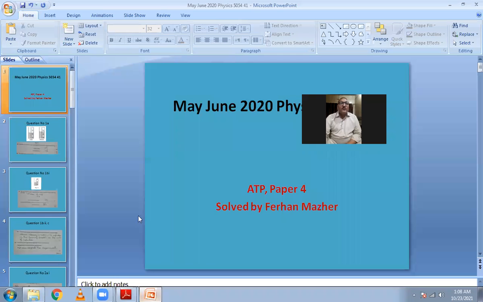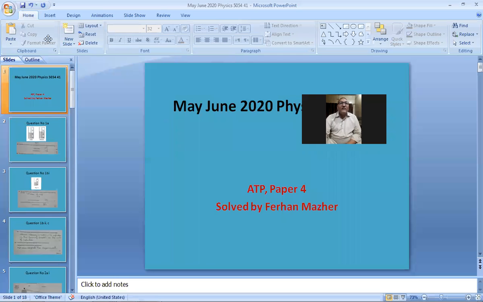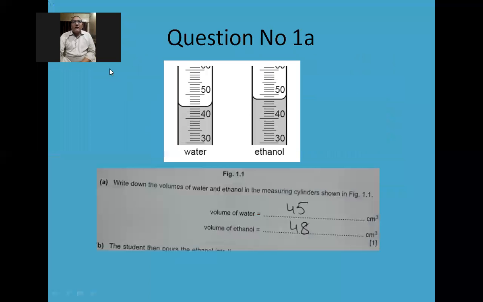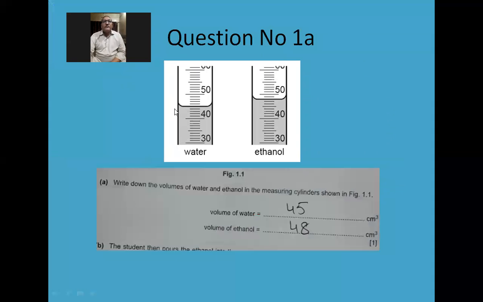So let me show you my work, and from there we will check the readings. If you look here, this is 40, 41, 42, 43, 44, 45. So the volume of the water is 45 centimeter cube. For ethanol, it's 41, 42, 43, 44, 45, 46, 47, 48. So the reading for the ethanol is 48 centimeter cube.